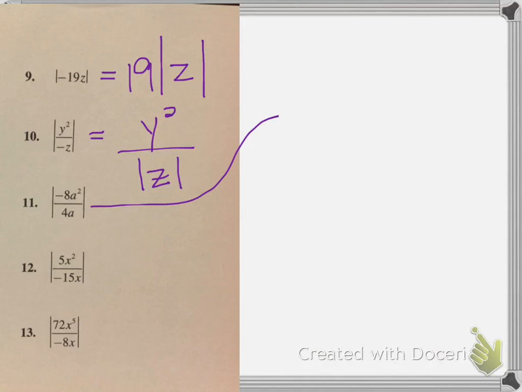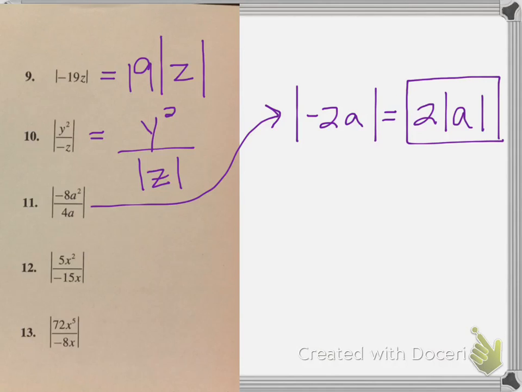Now these kind that have numbers involved and a fraction, you want to simplify them as much as you can. So when I see negative 8 over 4, a squared over a, I can actually simplify that before I even take the absolute value. Negative 8 over 4 is negative 2, and a squared over a is a. So I've simplified my fraction. Now I can take the absolute value of it. And so that would be my final answer, 2 times the absolute value of a.